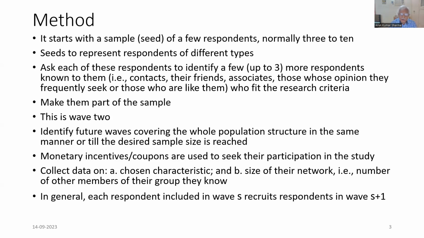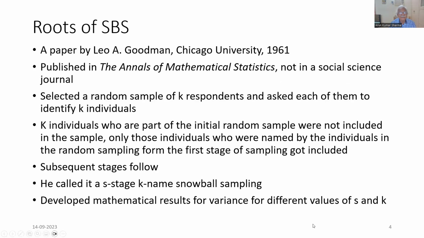Then you collect data on chosen characteristics and size of their network, that is, number of other members of their group they know. In general, each respondent included in wave S recruits respondents in wave S plus 1, which means that seeds take you to wave 2, wave 2 takes you to wave 3, and say if you have reached wave 15, then all the individuals in wave 15 suggest names of 3 more, and that consists of wave 16.